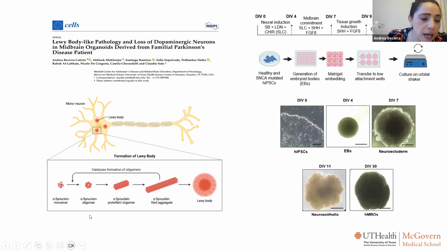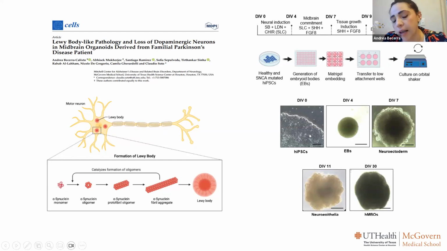physiopathology. So when we have an aggregate of alpha-synuclein, we can get oligomers and then protofibril oligomers and fibril aggregates, producing Lewy bodies. Lewy bodies are intracellular in the neuron and produce cell death. In this case, we use samples from patients with a mutation in alpha-synuclein. The gene that codes for this protein is SNCA. So we could develop a triple mutation for SNCA and then generate this midbrain organoid.